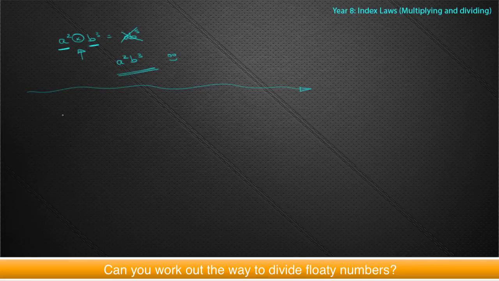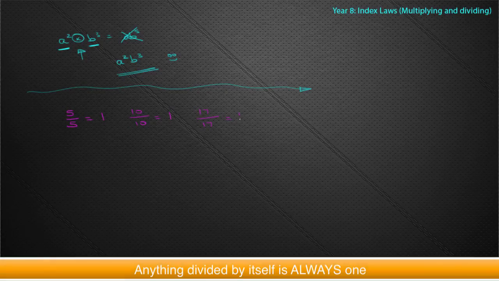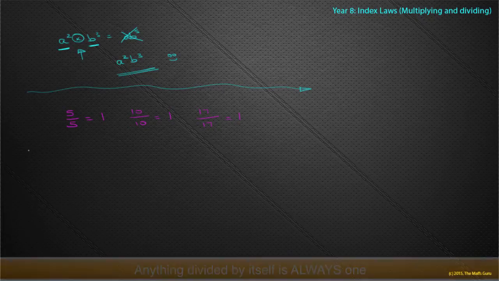Now let's go back to numbers first, because beforehand we did some numbers, all right? So, what do we do? What's 5 divided by 5? Well, I've got 5 sweets and I'm sharing it with 5 people, and so we all get 1. Brilliant. What is 10 divided by 10? That's 1. What's 17 divided by 17? Also 1. Now, if you remember, anything that's divided by itself is always 1, right? That is a key rule.